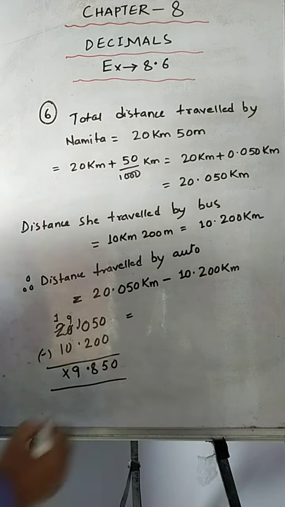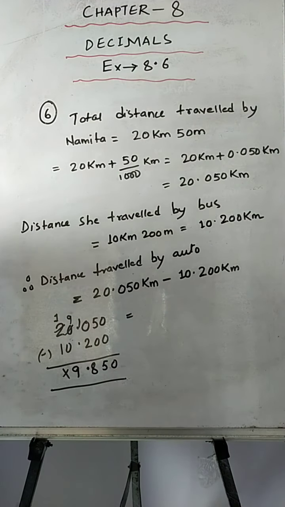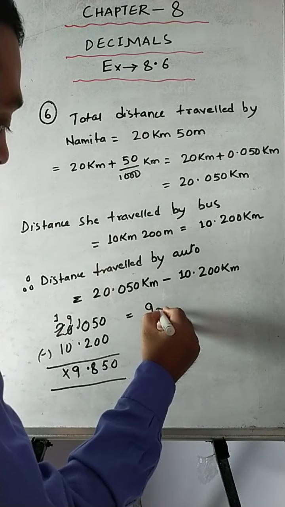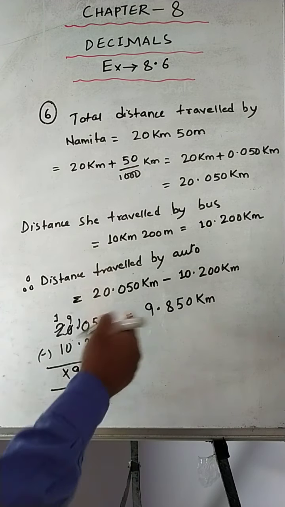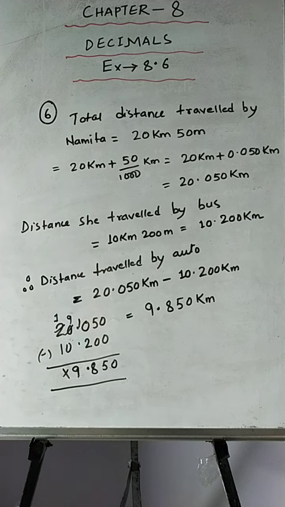So what is the final answer? The answer would be 9.850 kilometers. So this is the distance that she traveled by auto every day. Okay, I hope all of you have understood. Now let's move on to the last sum of today's session. That is question number 7.